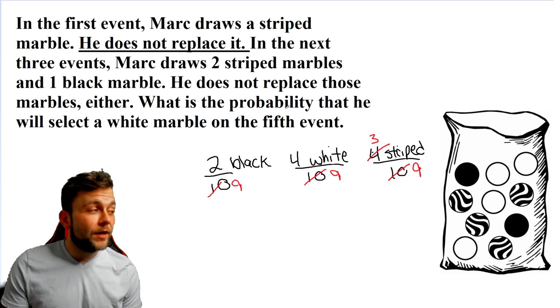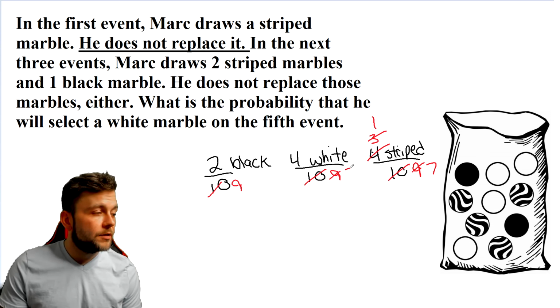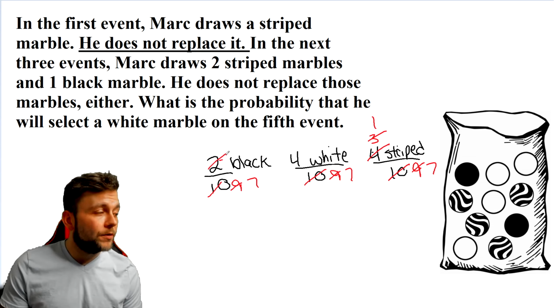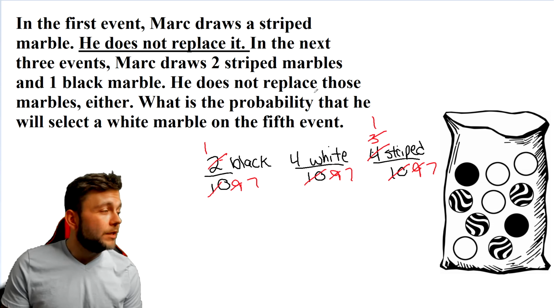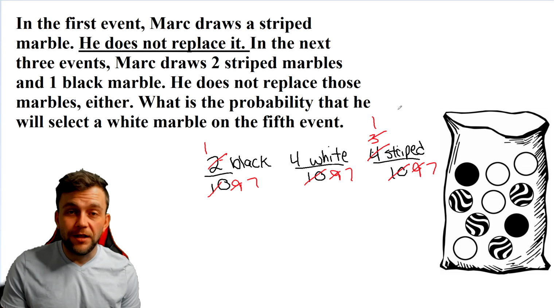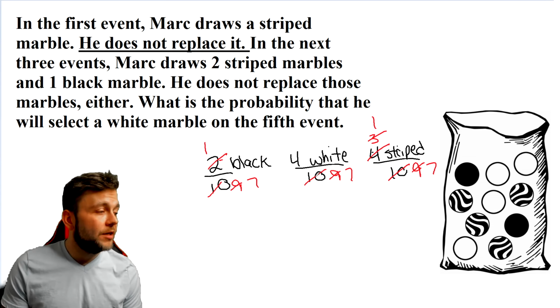In the next 3 events, Mark draws 2 striped marbles. So now we're down to 1 and 7, 7, 7. And 1 black marble, 1. He does not replace any of these marbles. What is the probability that he will select a white marble on the 5th event? Well, since we've done it this way, the answer is right here.